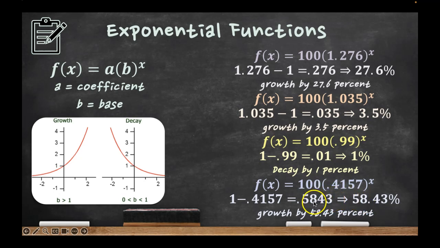Please do not forget to convert this decimal to a percent. Oftentimes, when it comes to your possible answers, for a problem like this, they'll say decay by 1%, and that's the correct answer. But then they'll say decay by 0.01%, just to see if you converted the decimal to a percent. So be careful there.